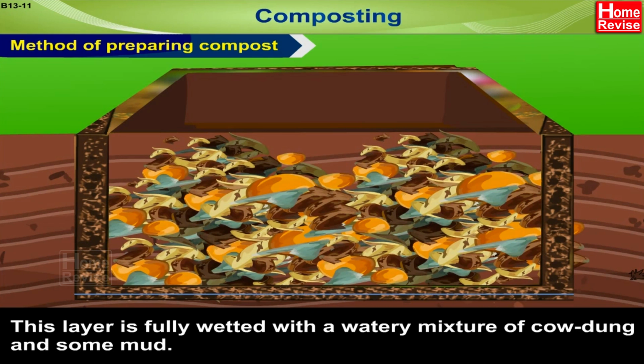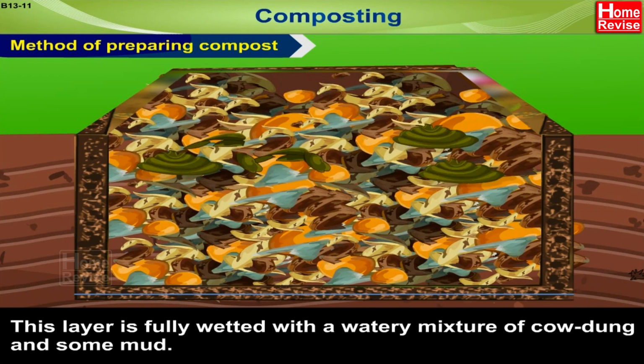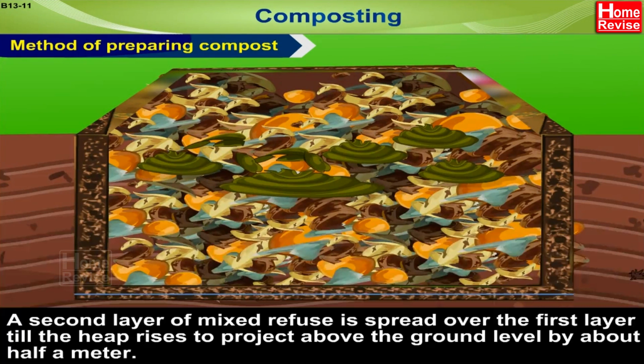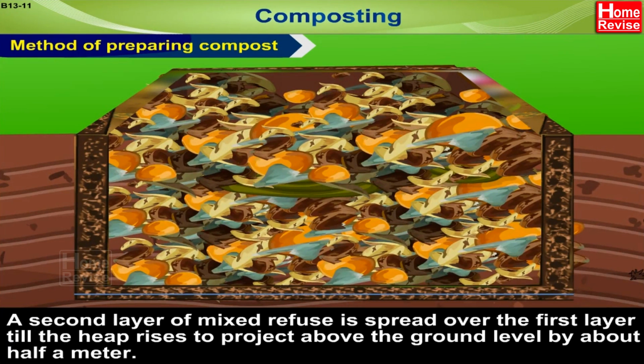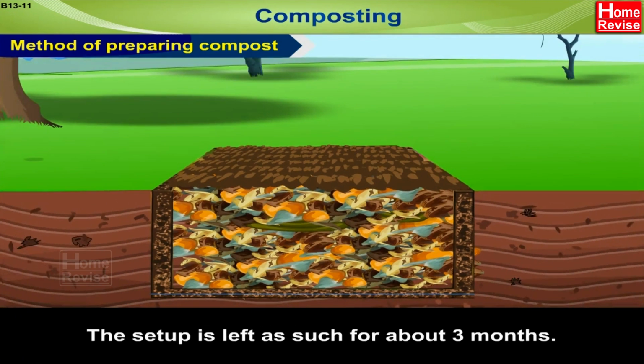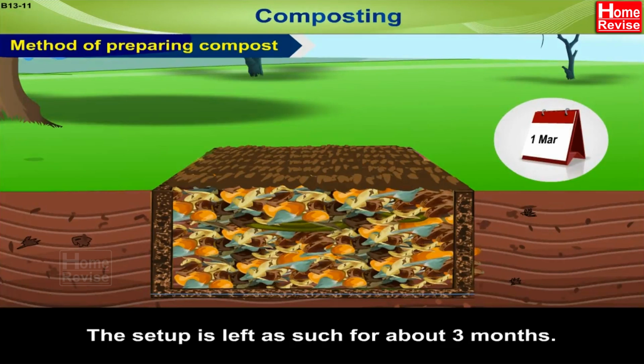This layer is fully wetted with a watery mixture of cow dung and some mud. A second layer of mixed refuse is spread over the first layer till the heap rises to project above the ground level by about half a meter. This setup is left as such for about 3 months.